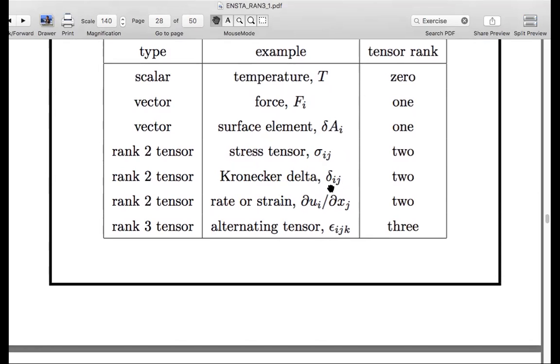Another tensor I've already used is the Kronecker delta. It's a rank 2 tensor, has 2 indices, and can be represented as the identity matrix.